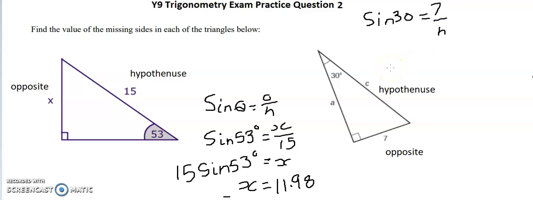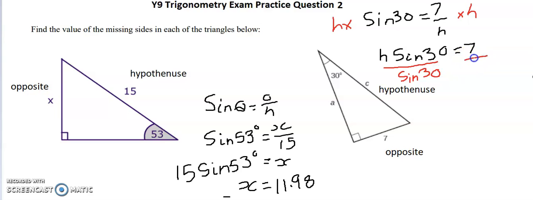We don't know it. So the first thing I'm going to need to do is to get C by itself. To do that, I first need to times both sides by C. So if I times both sides by C, I end up having C times sine 30 is equal to 7. Now I need to divide both sides by sine 30, and that will get me C by itself.